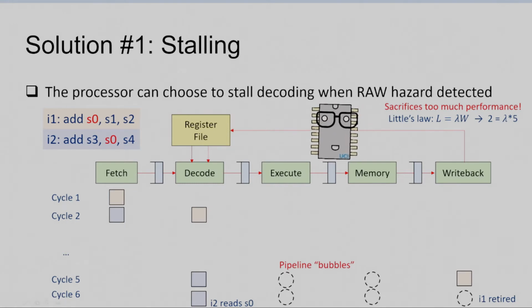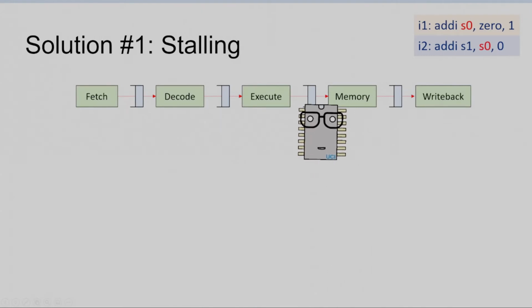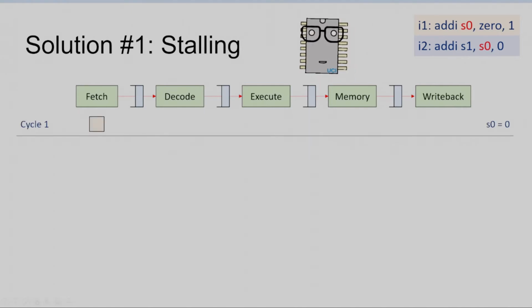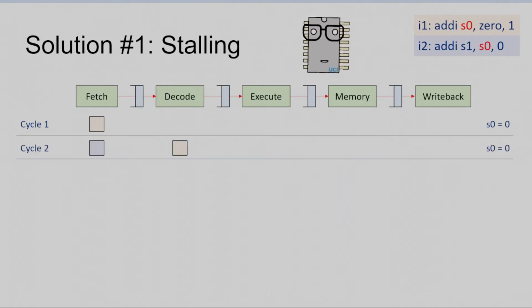So that is that. And here's the slightly more detailed walkthrough. In the case of stalling, we have 2 instructions again: add immediate S0 to 1, add immediate S0 to 0. At the first cycle, we have instruction 1 in the fetch stage. The fetch stage is going to send out a memory read request to the memory system. At the second cycle, the first instruction has been read. It's in the decode stage. It reads the 0 register, etc.